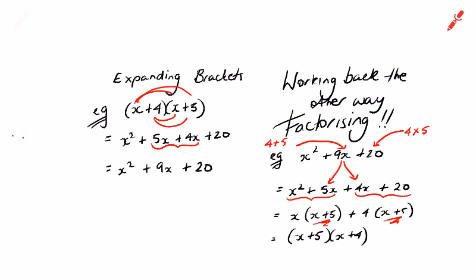If you have a look, the brackets that we've ended up with after factorising are the same brackets that we started out with when we started expanding. Expanding brackets and factorising are opposite operations. Let's have a look at a quick example.